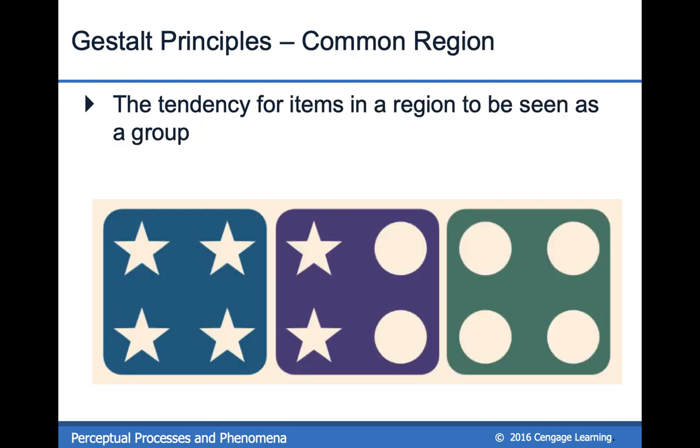Another Gestalt principle is that of common region. This is similar to proximity and similarity. So we have a tendency for items in a region to be seen as a group. So we see a group here of stars, a group here of stars and circles, and a group here of circles. Now, if we use the principle of similarity, we would be grouping all the stars together and we'd be grouping all the circles together.